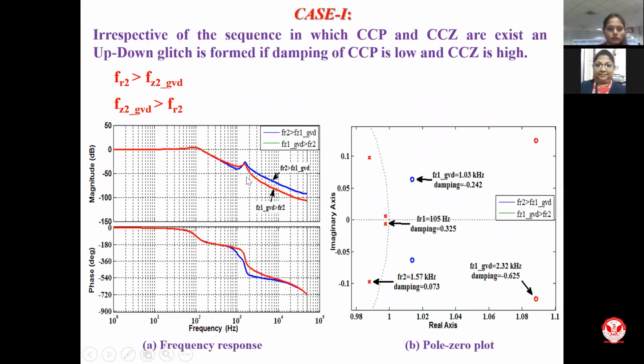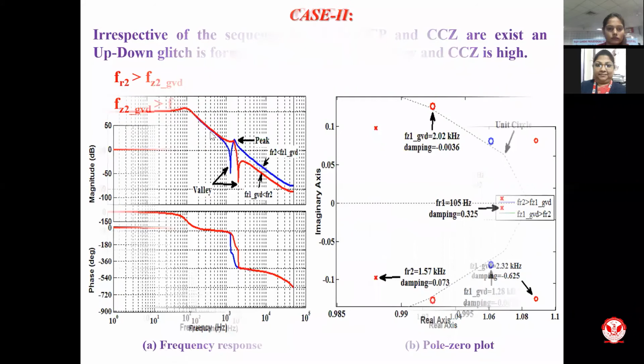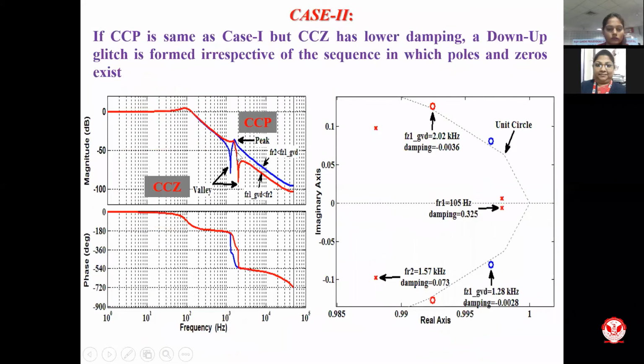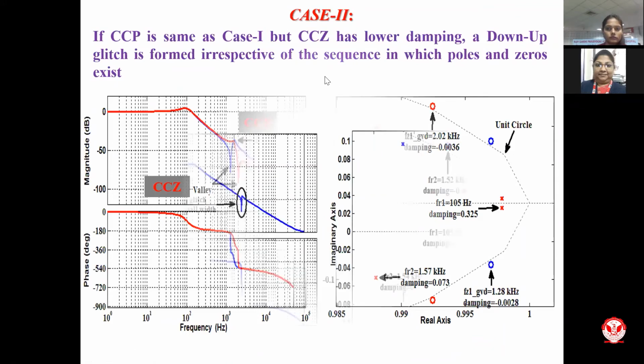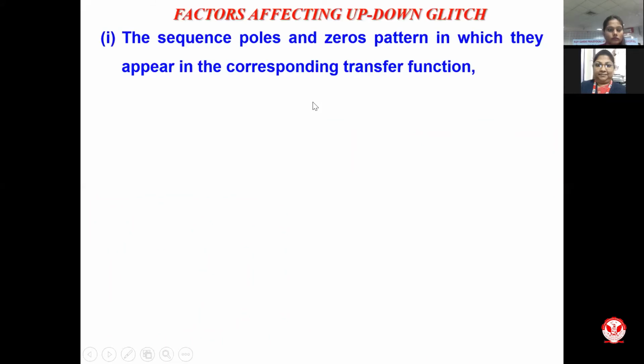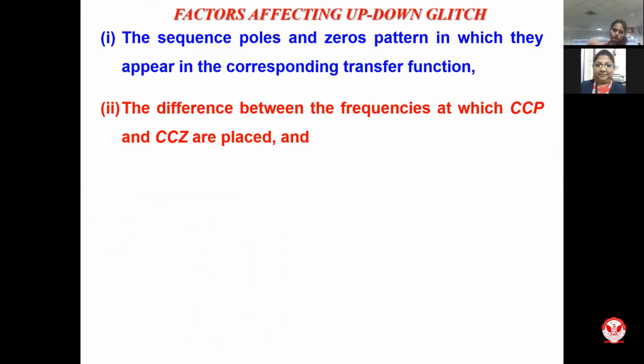You can see the shape goes down, then up, then down. In this second case it goes down, then up, and then down. This third case is quite typical. So there can be several shapes of up down glitch possible, depending on the frequencies at which they are located and the dampings, which ultimately depend on the magnitude of the energy storage elements, that is L and C. This was the third shape. Ultimately, these are the factors we have discussed, that affect the up down glitch.